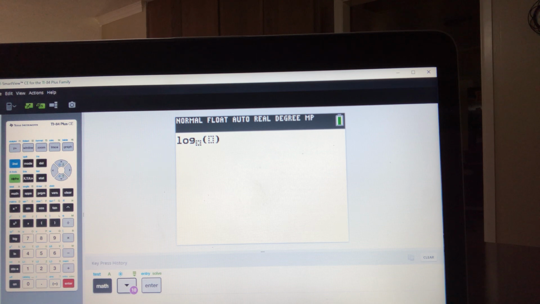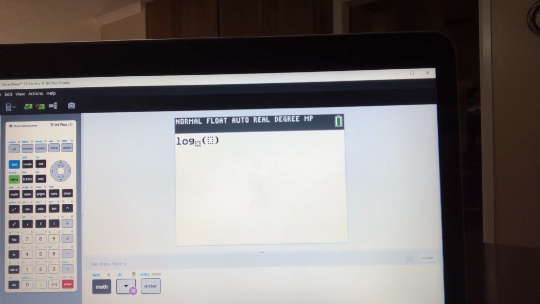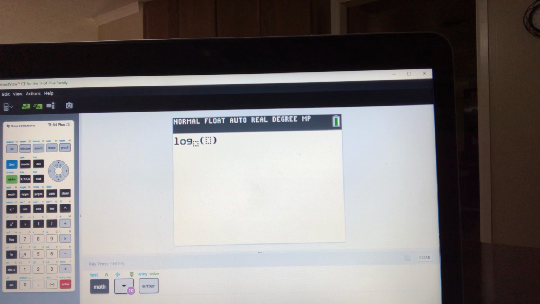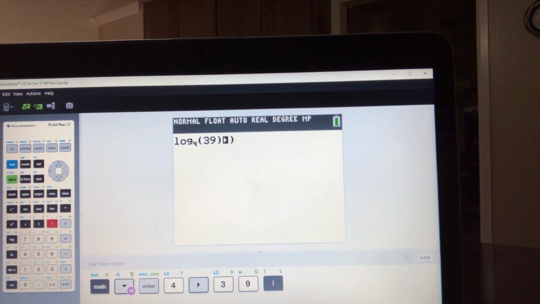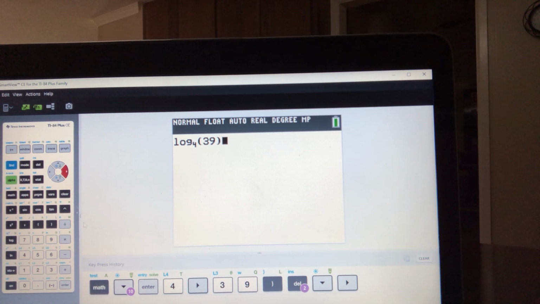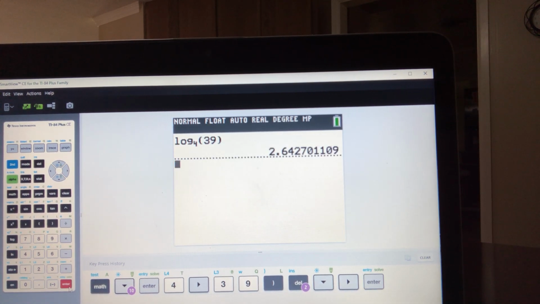Okay, so you would need to put the 4 for the base and the 39 for the exponent. And I think I have too many parentheses here. Okay, so it should be just like that. Log base 4 of 39. Press enter and you should get this number. If it's not a whole number, I'm going to say to round it to the thousandths place. So you would put down 2.643 as your answer for 4a.